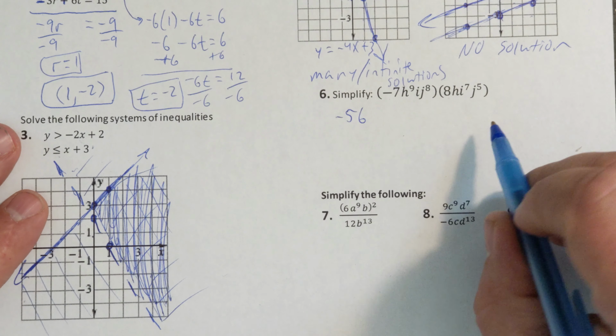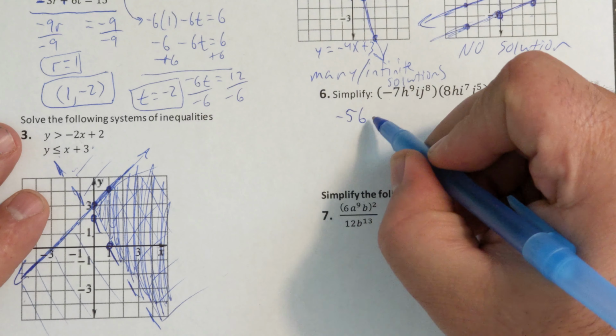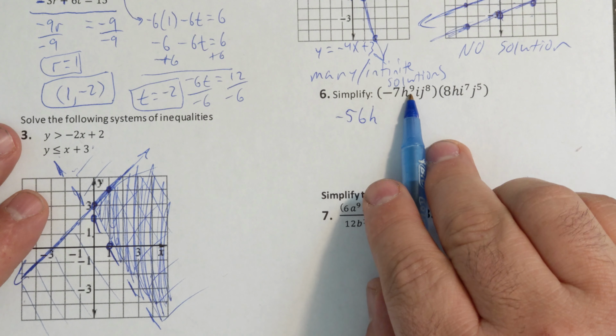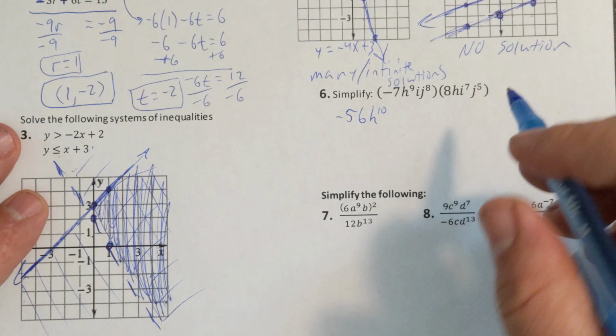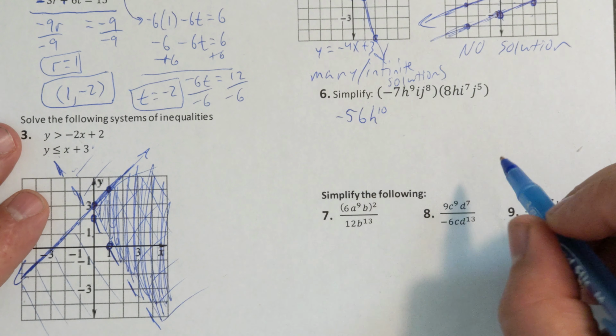You're just going to go one variable at a time. First letter is going to be the h. We have 9 over here. We have one more h over here. So 9 and 1, you're going to add them. It's 10. Then you're going to go to the next letter, I.